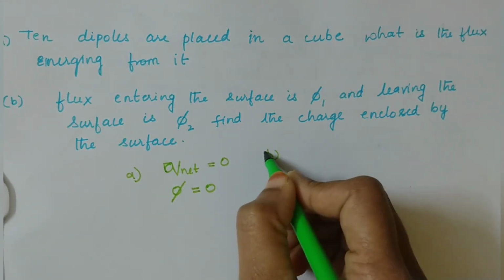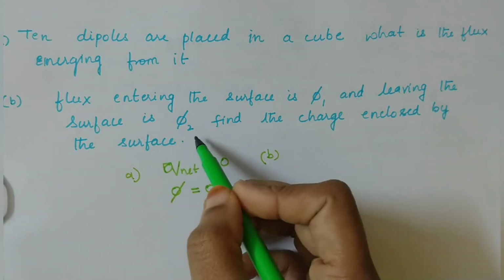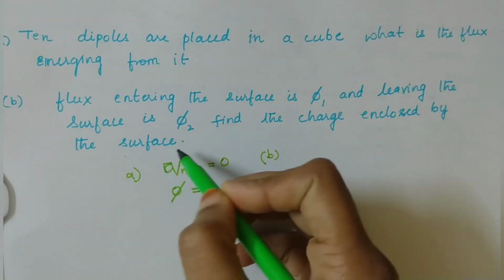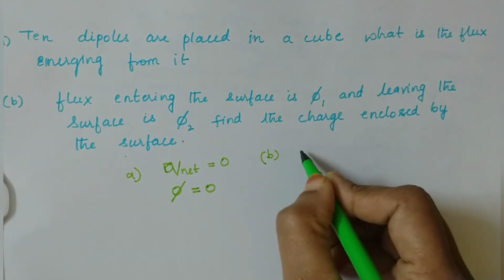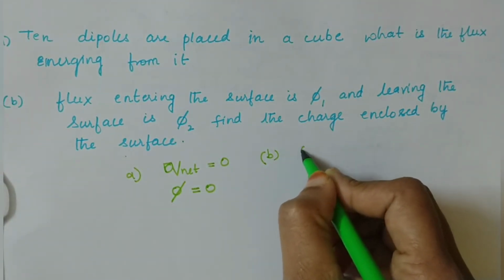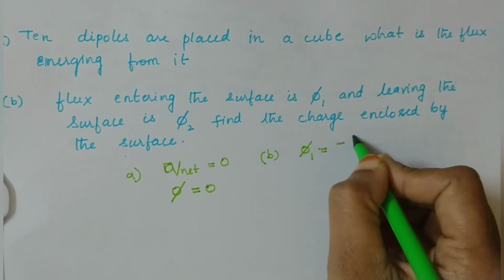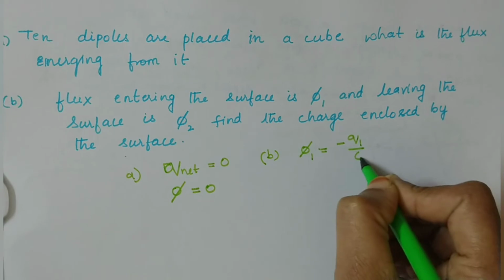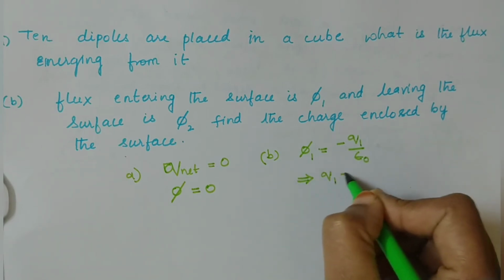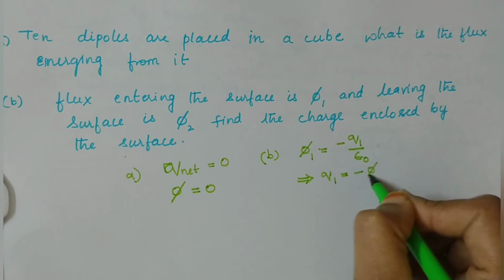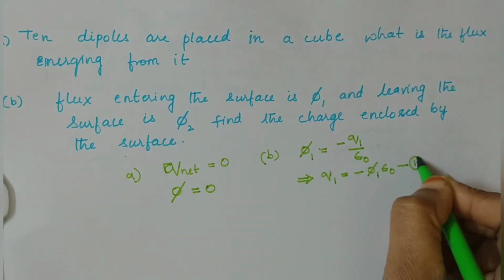Now look at the B bit. Flux entering the surface is phi 1 and leaving the surface is phi 2. Find the charge enclosed by the surface. So I told you the flux which is entering the surface is taken with negative sign. So phi 1 is, I write it as minus q1 divided by epsilon naught, which implies q1 is equal to minus phi 1 into epsilon naught. Call this equation 1.